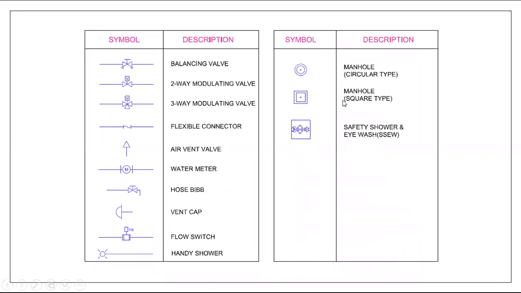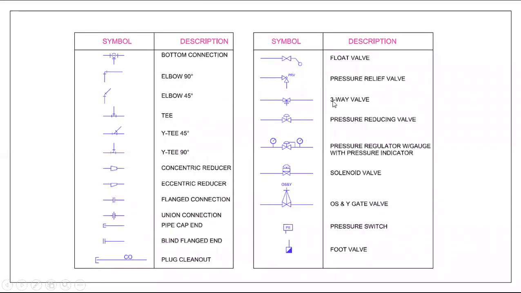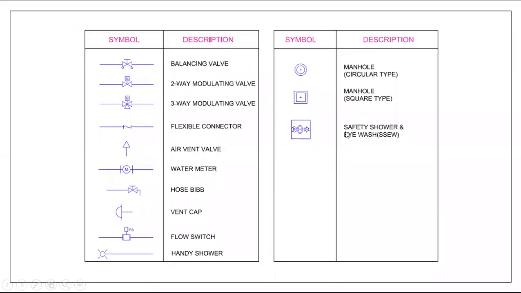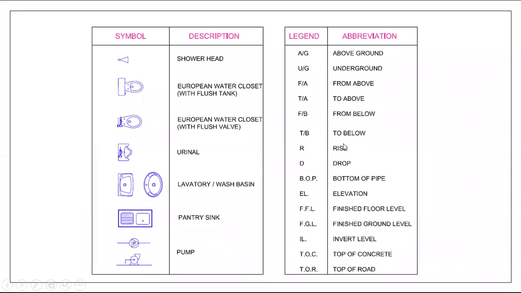Manual means circular, square, this is all the same symbol only. Pipe drop and rise symbol, everything we are using is a universal symbol. All companies will use the same symbol only. Maybe the wall symbol will vary based on the project or client requirement or your company standard. These are the typical symbols only, maybe varying based on your requirement.